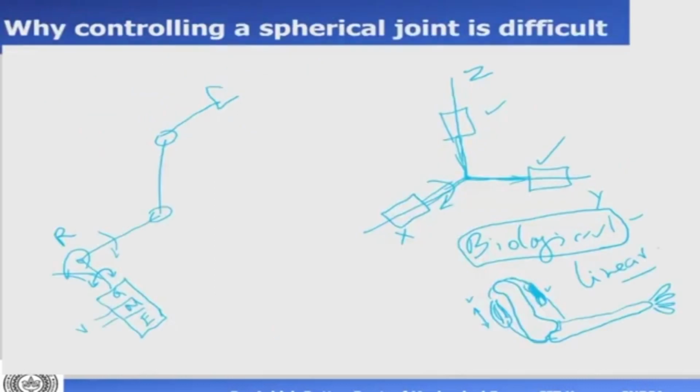Now we have also seen that controlling a biological joint or a ball and socket joint is difficult because the three axes are intersecting. Whereas in biology, because we are using linear actuators, our muscles are linear actuators, this problem doesn't come up.